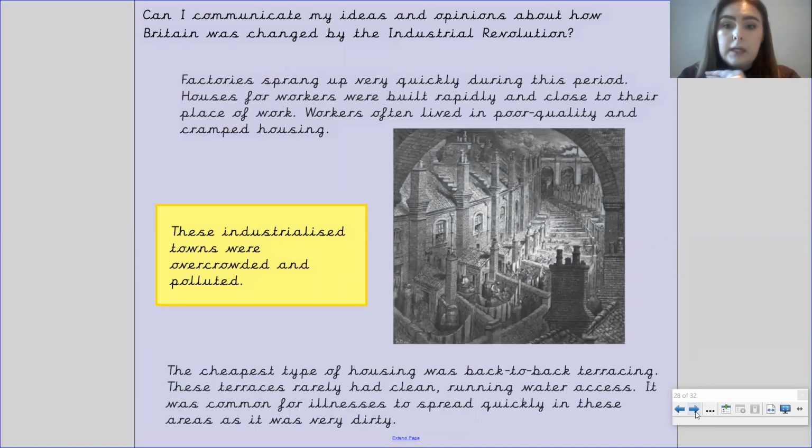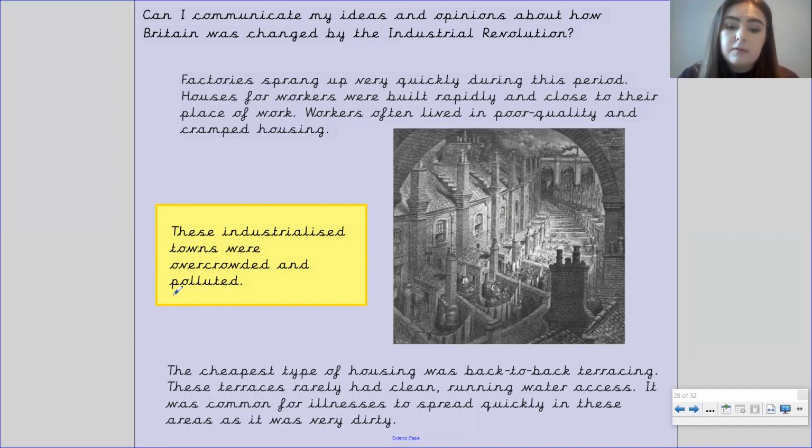Factories sprang up very quickly during this period. Houses for workers were built rapidly and close to their place of work, and workers often lived in poor quality and cramped housing. These industrialized towns were overcrowded and polluted. So there were lots of people there, and it was a really unhealthy place to live in.